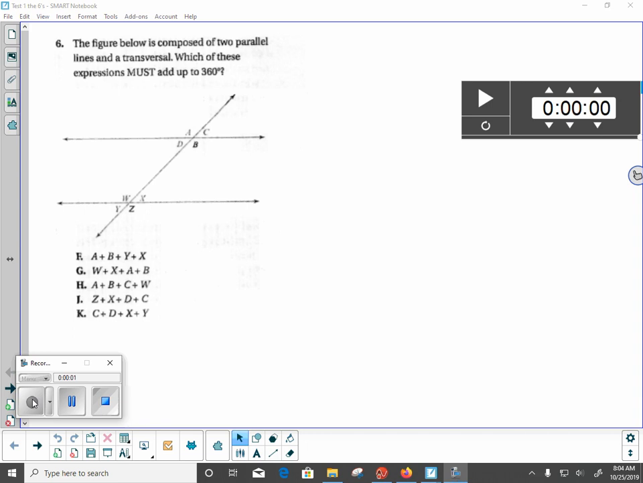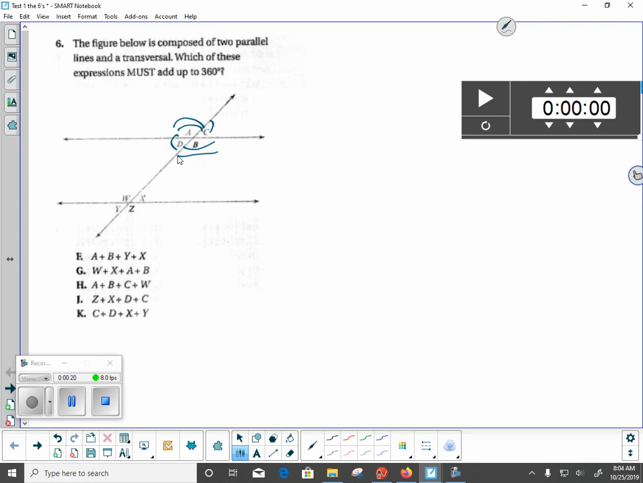ACT 6 is, so when you're looking at this, you have the two parallel lines cut by the transversal. You don't really need to know the angles, but you need to know that these two are going to be congruent, and then these two will be congruent. All the way around will be 360. So I need two small angles and two large angles. Does that make sense?